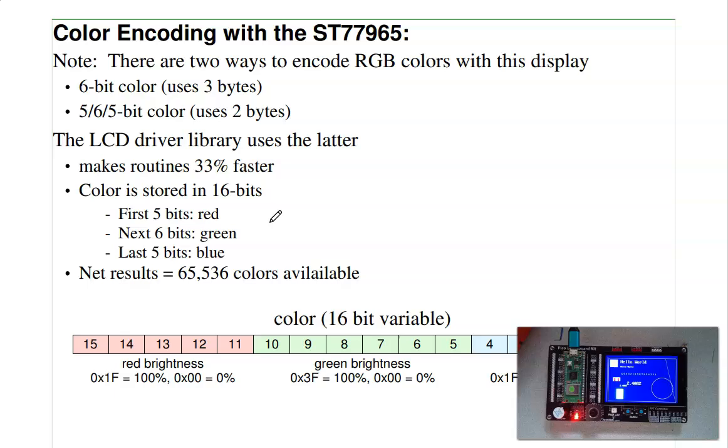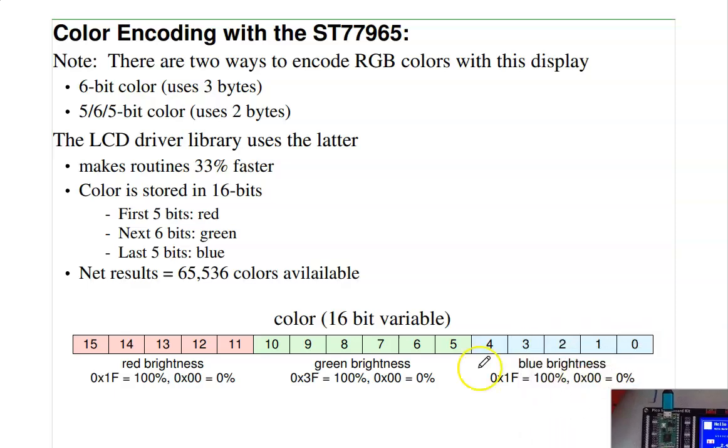For color encoding with the ST7796, there are two ways of doing it. I can do 6-bit colors, red, green, blue, or a 565 format. This routine actually uses the 565 format, because it only uses up 2 bytes to store color. The 6-bit color uses up 3 bytes. That means I can write to the display 50% faster using only 2 bytes. So everything in this routine uses the 565 format.